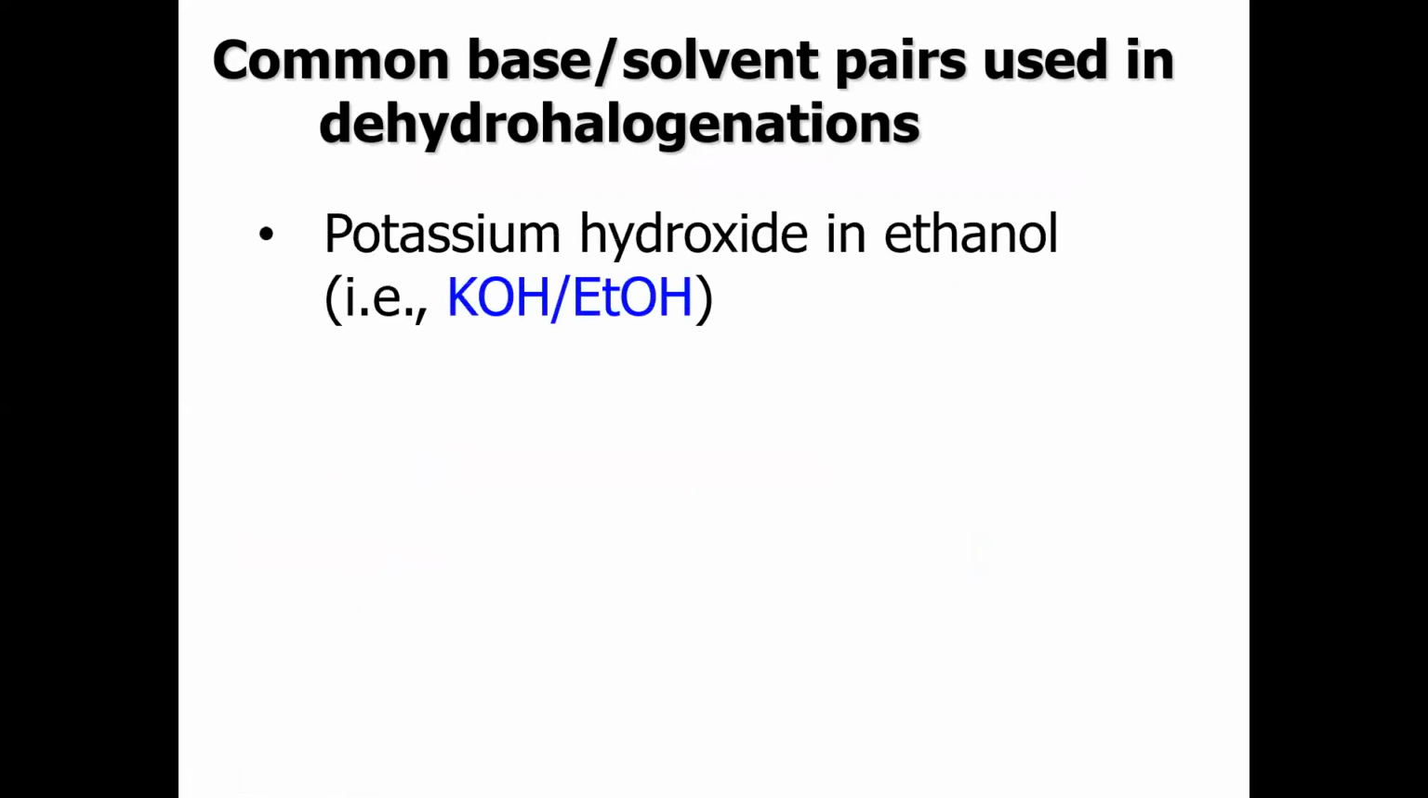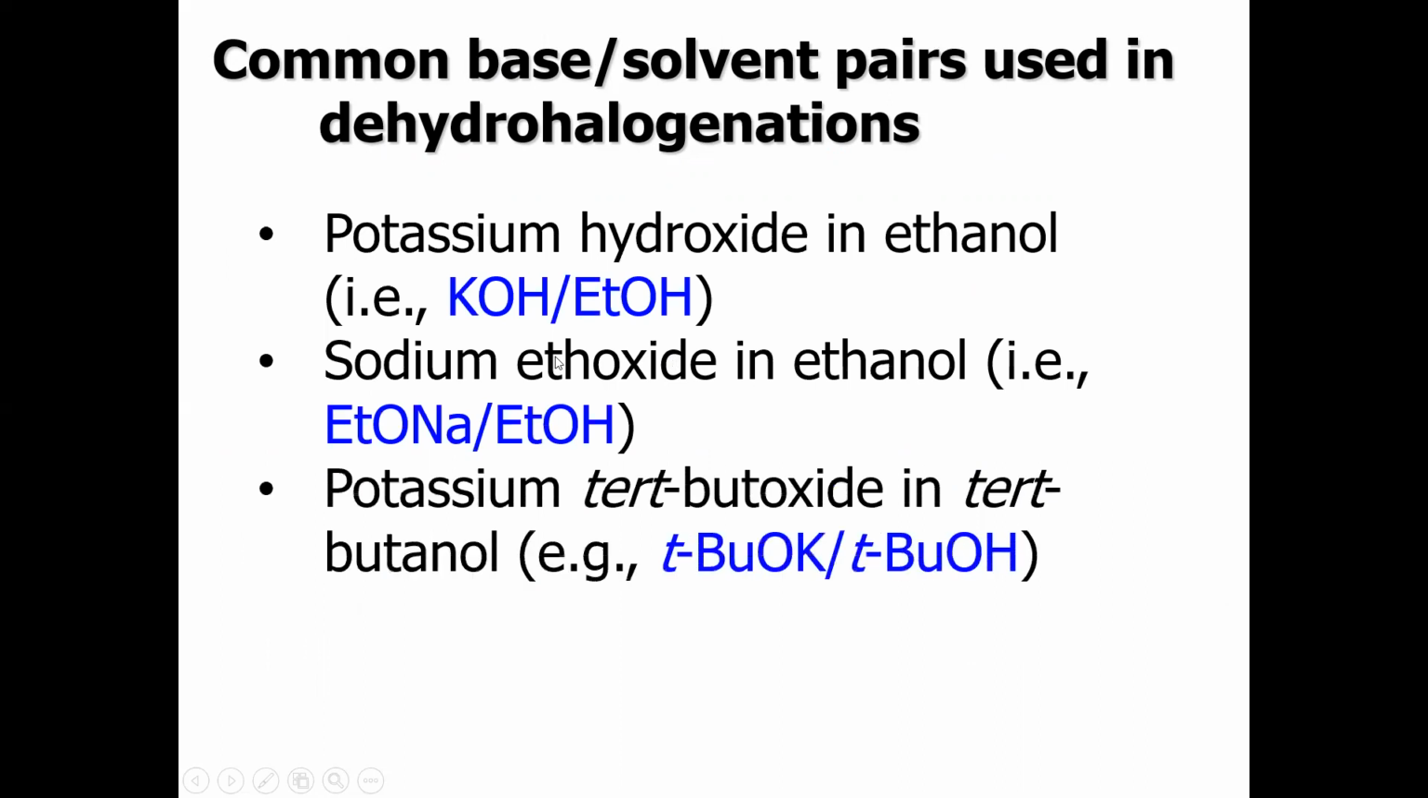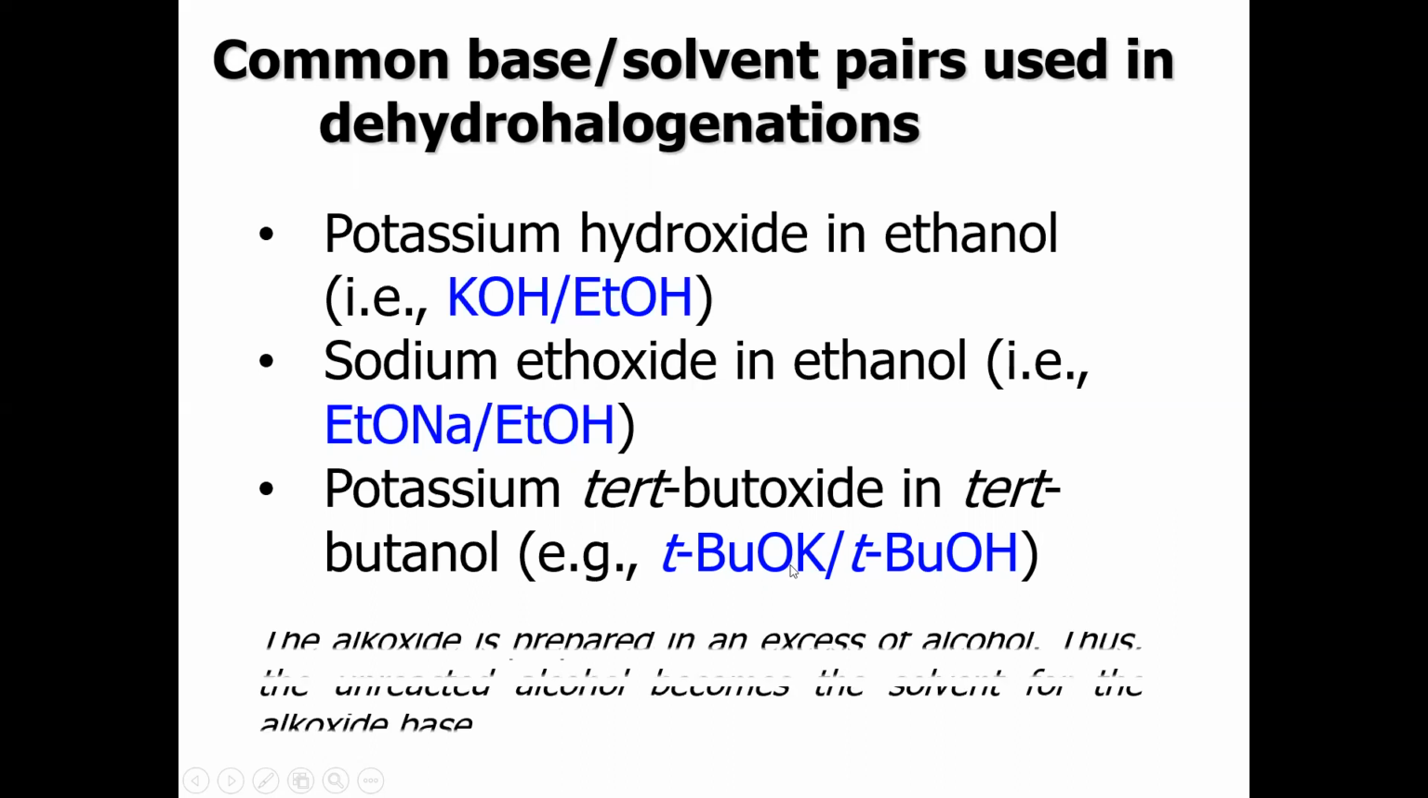All right. Let's begin. Some other common base and solvent pairs used in dehydrohalogenation or elimination reactions. For example, potassium hydroxide in ethanol to give you ethoxide, or sodium ethoxide in ethanol. You will also have this combination to give you a strong base pair. The third one, potassium tertiary butoxide, very important, very famous, in tertiary butanol, and this tertiary butoxide will act as a strong base.